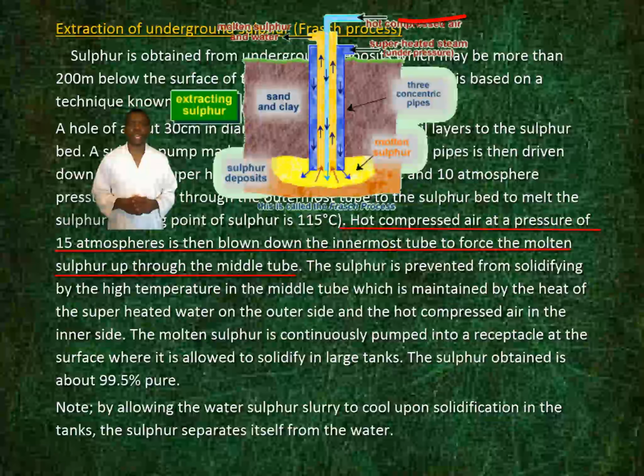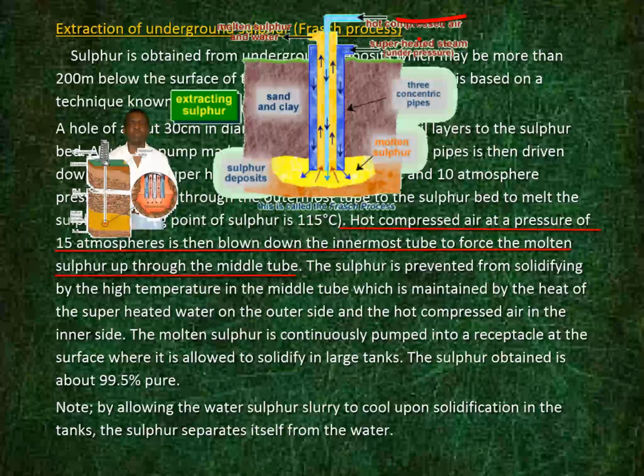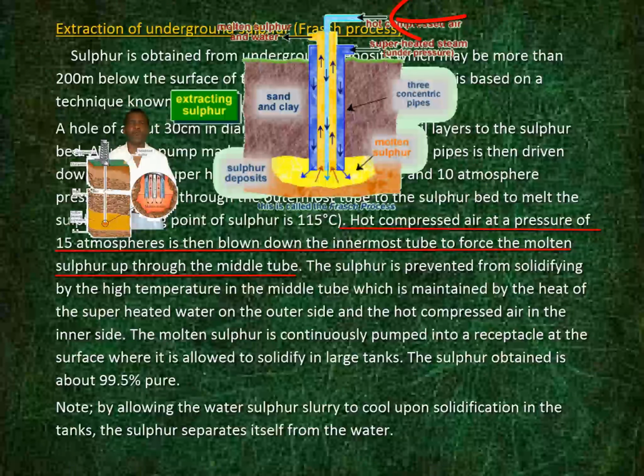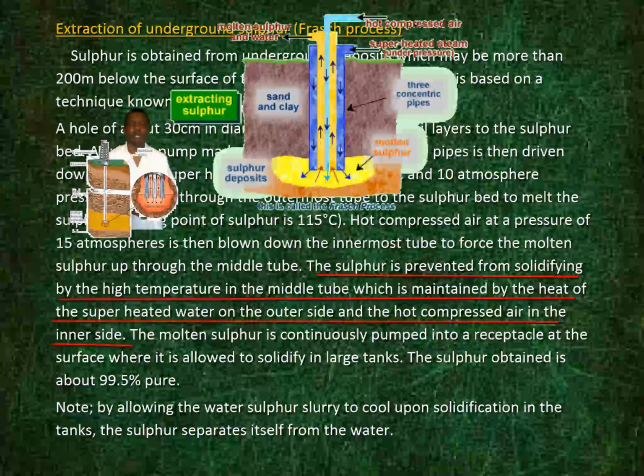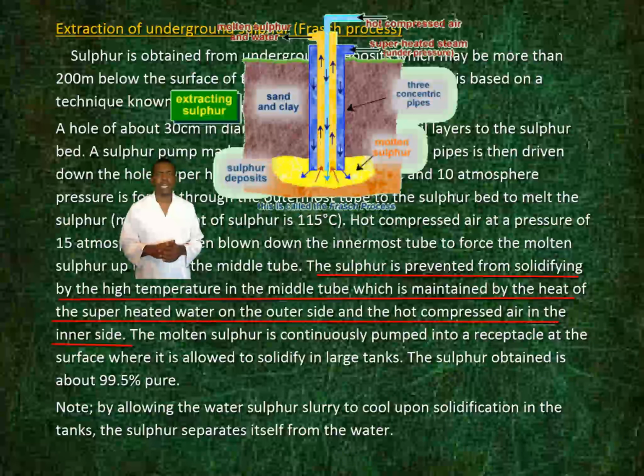Hot compressed air at the pressure of 15 atmospheres is then blown down the innermost tube to force the molten sulfur up through the middle tube. The sulfur is prevented from solidifying by the high temperature in the middle tube, which is maintained by the heat of the superheated water on the outer side and the hot compressed air in the inner side.